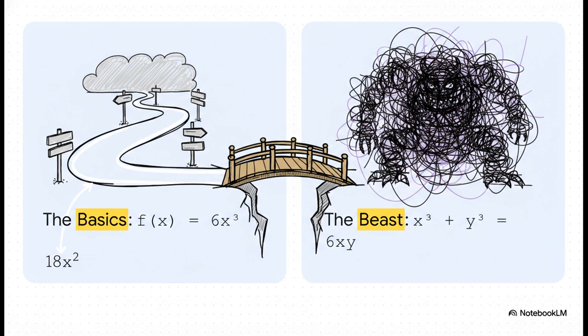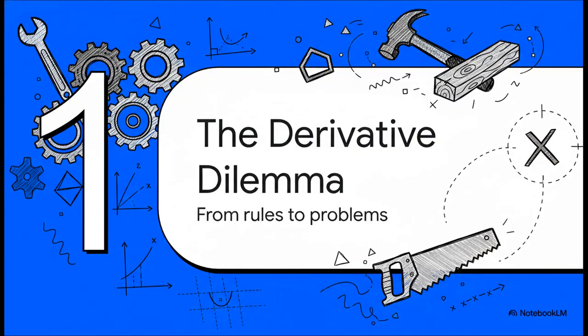Over on the left, we've got the basics, right? A derivative you could probably do in your sleep. The derivative of 6x cubed? Easy. 18x squared. But then you get this beast on the right. I mean, what do you even do with that? How on earth do you find a derivative when y is all mixed up in there? Well, that's exactly the gap we're going to close today. And this, right here, is what I call the derivative dilemma.